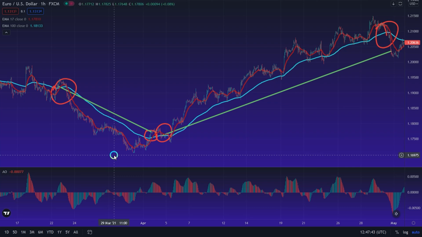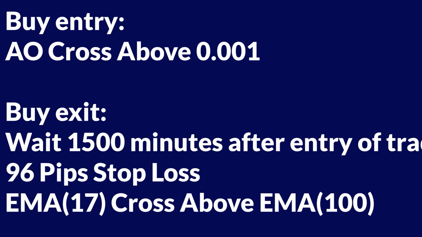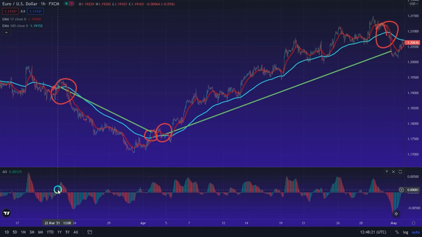And so I will tell you the sell entry and exit rules again. You enter the markets when the Awesome Oscillator crosses above 0.001, and you exit the markets if 1500 minutes passed, and or if the 96 pip stop loss gets triggered, and if the EMA, that is 17 period, crosses above the EMA, that is 100 period. This is our setup.